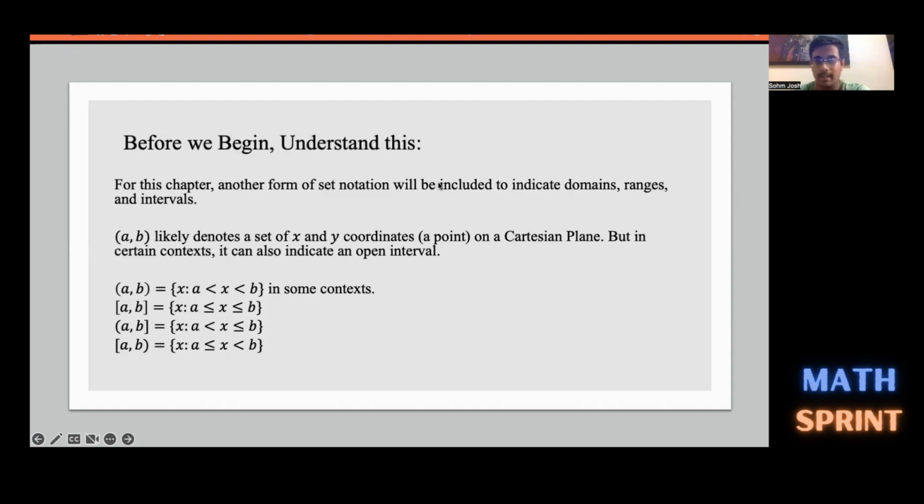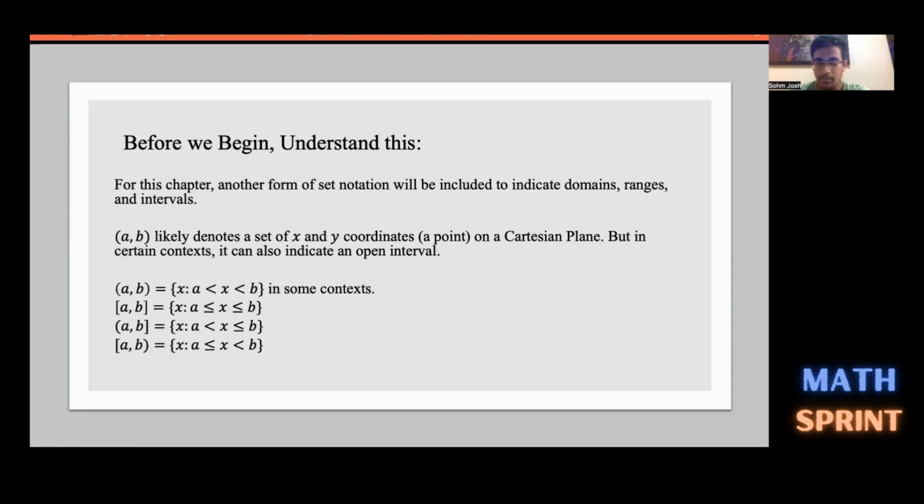Also, before we begin, I need to tell you guys that I will be using interval notation in this video. If you don't know what interval notation is, I'll explain it a little in brief. Interval notation looks a lot like the notation used to indicate a set of coordinates on the Cartesian plane. It's important to understand the context of the given problem, and that way you can tell whether an interval is being shown in the problem or a set of coordinates.